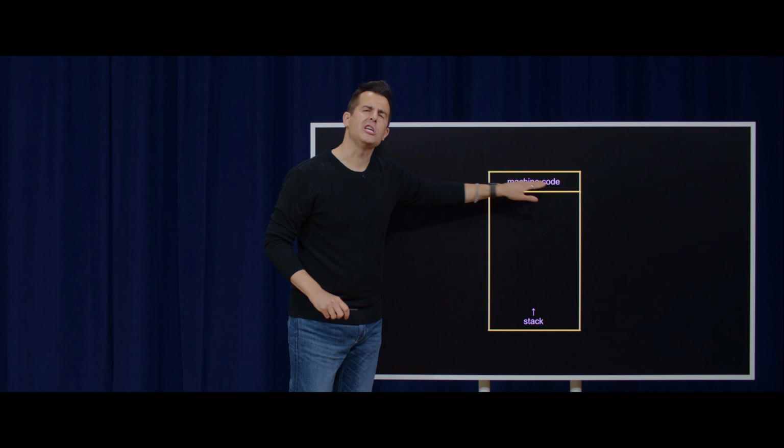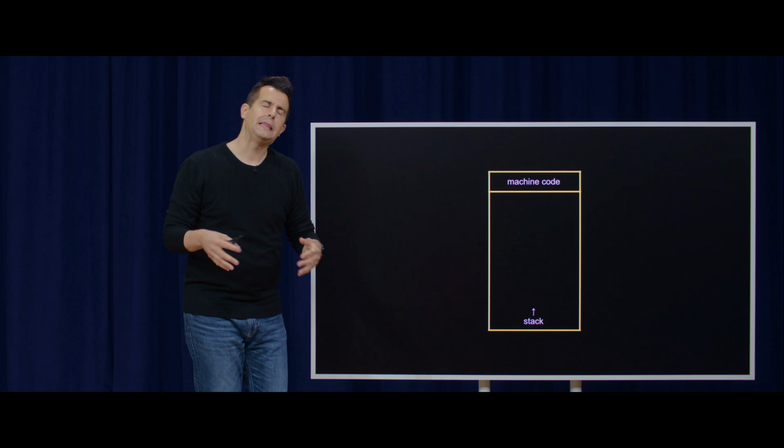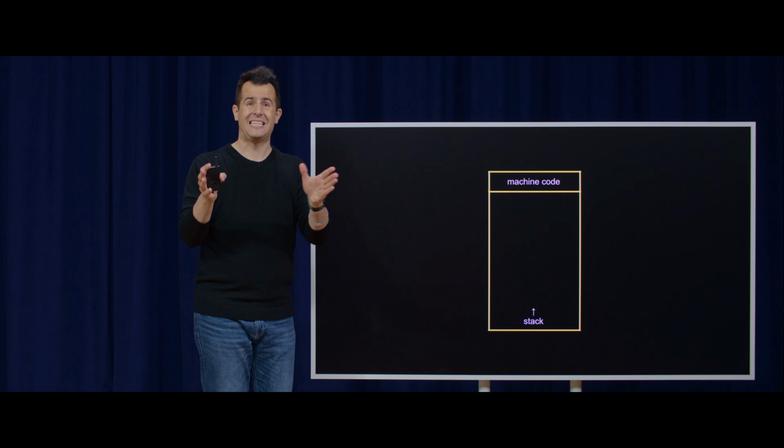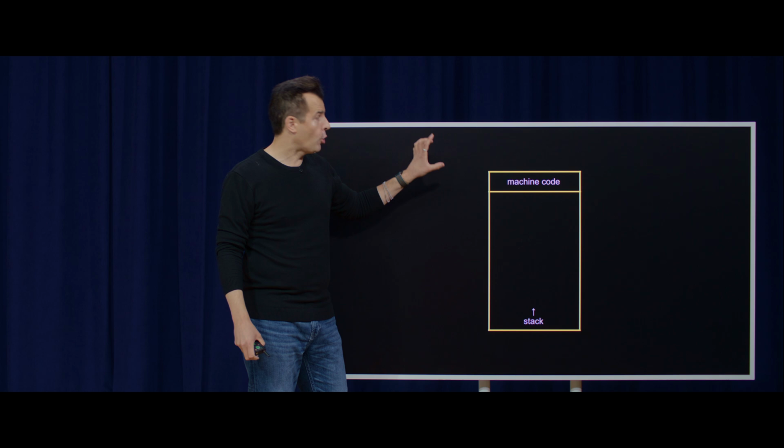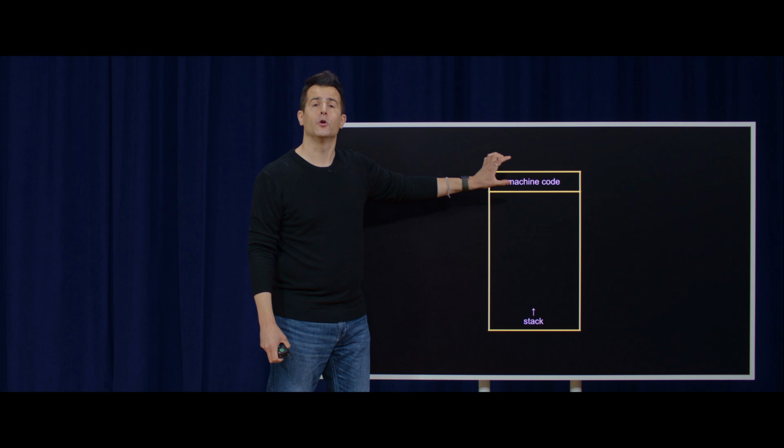So long story short, when you write software, at the end of the day, zeros and ones are involved. And the zeros and ones represent the instructions or commands that that software wants to execute on your computer. When you click an icon or double-click an icon and load a program into memory, the actual program's machine code, the zeros and ones, if you will, are stored up here in your computer's memory.